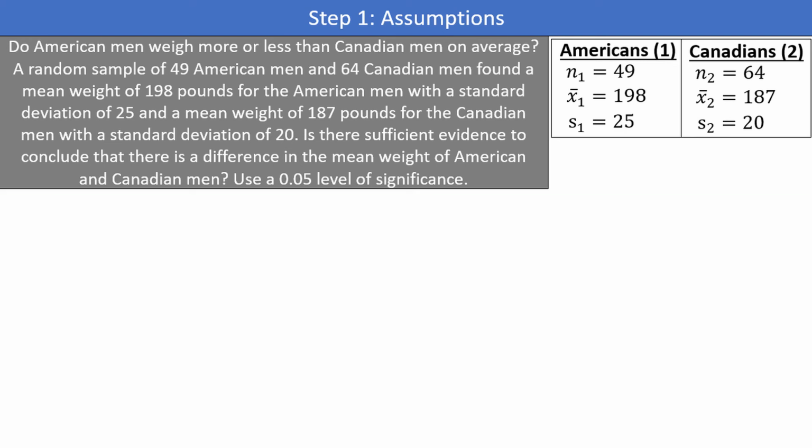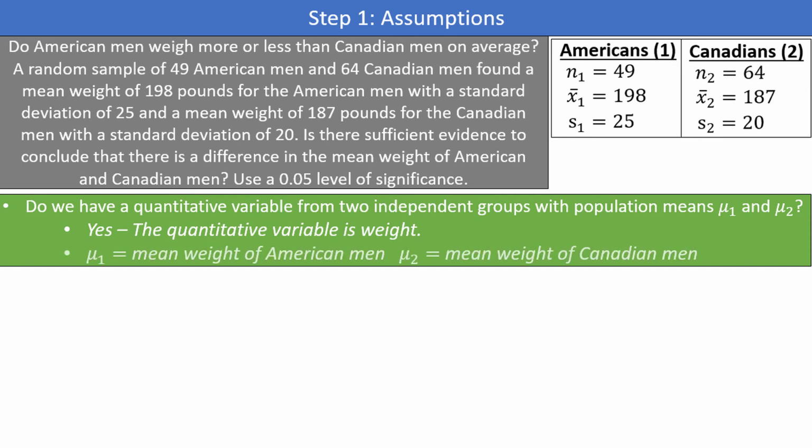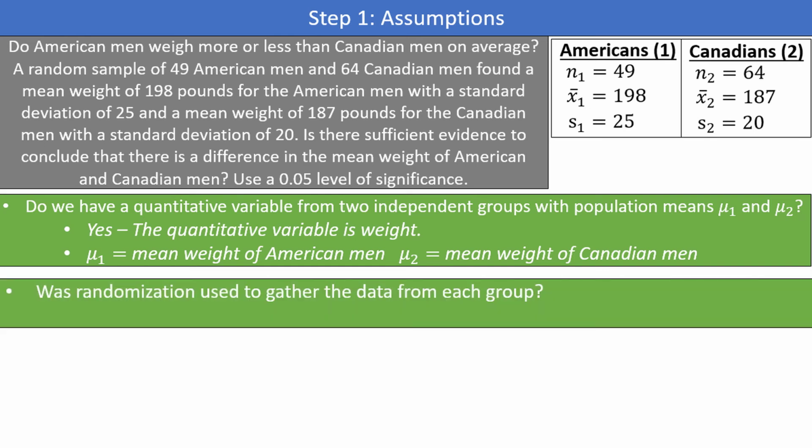Now we can move on to step 1 of the hypothesis test, which is to check our assumptions. Do we have a quantitative variable gathered from two independent groups with population means mu1 and mu2? Yes, the quantitative variable is weight. Mu1 is the population mean weight of American men, and mu2 is the population mean weight of Canadian men. Was randomization used to gather the data from each group? Yes, the problem states that we took a random sample.